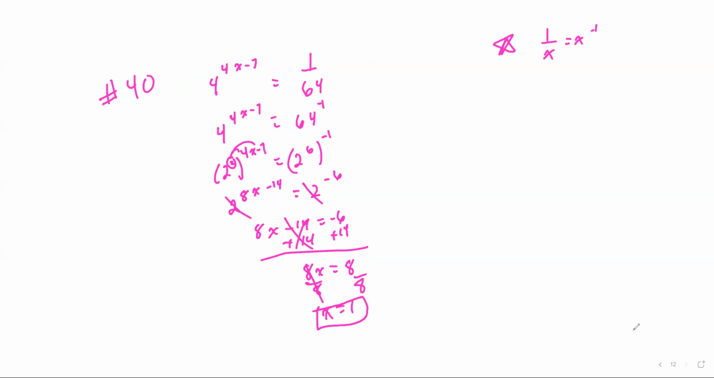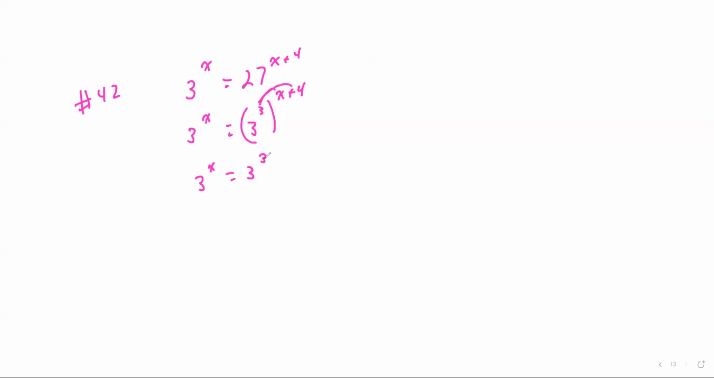Let's look at 42. So this is going to be 3 to the power of x equals 27 raised to the power of x plus 4. So again, still looking at this is prime. 27 is 3 to the third power, x plus 4. This then gives me 3 to the x equals 3 to the 3x plus 12. So then I get x equals 3x plus 12.